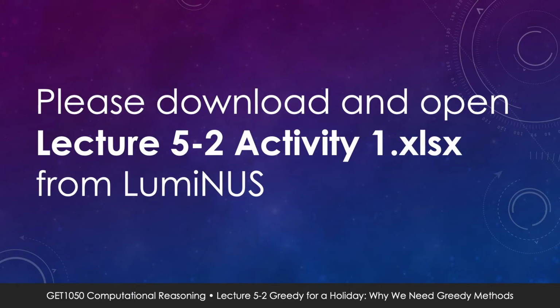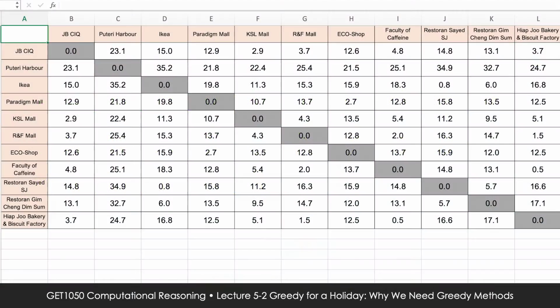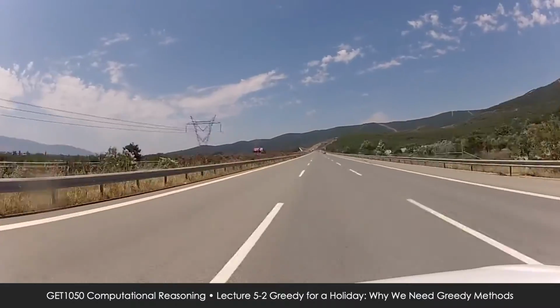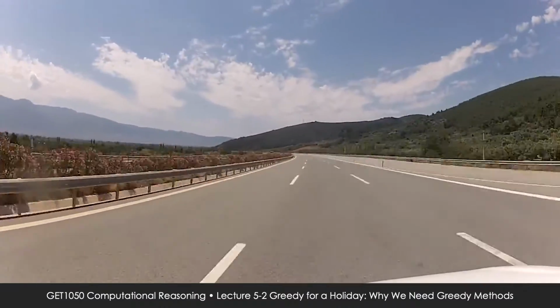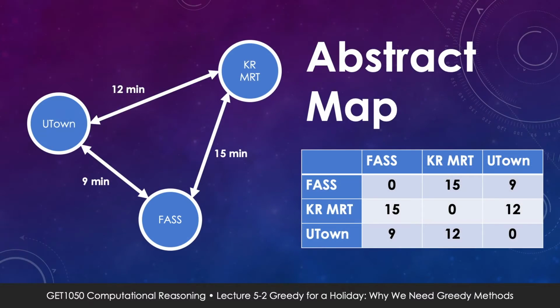So, let's open up our lecture activity spreadsheet. Here, we have a table of all the distances that you can travel from one location to another by car. Wow, we're going to drive from one place to another, so you don't have to walk until your feet hurt so bad. This table on the spreadsheet is also known as an abstract map.